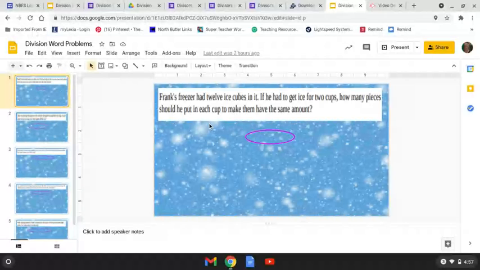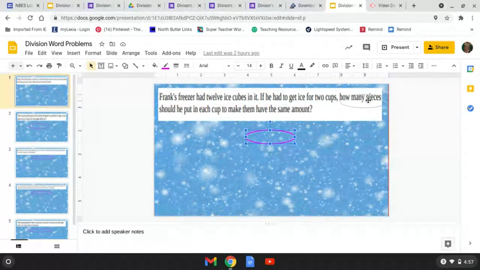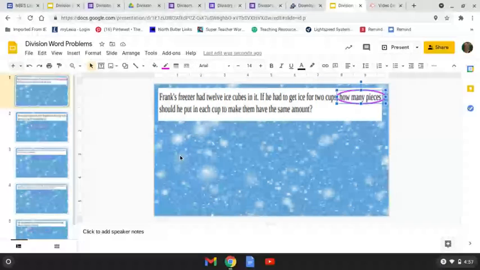All right. Second of all, the main thing whenever you're thinking about a word problem, think about what am I trying to find? Okay, what in the problem am I trying to figure out? And in this problem, it's how many pieces right there. Okay, how many pieces of ice? So think about what number is he starting out with, and he starts out with 12. Okay, if he had to get ice for 2 cups, so you're taking 12 pieces of ice and you're splitting it into 2 cups, how many pieces should he put in each cup to make them have the same amount?